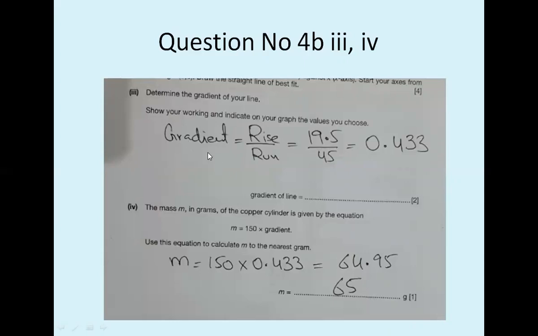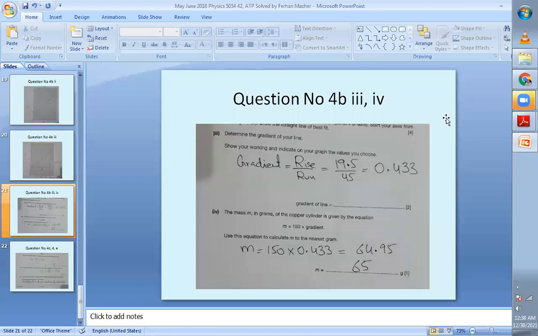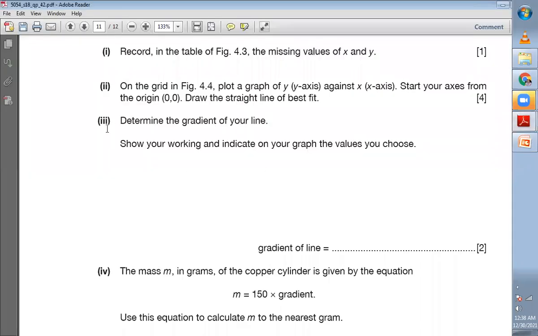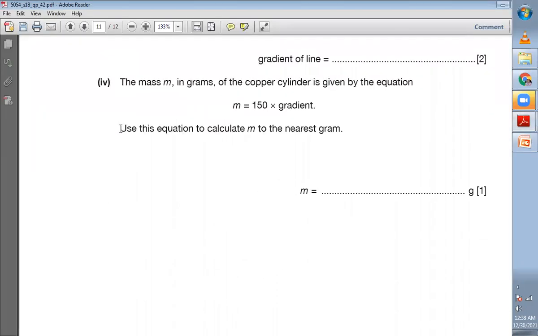Here you can see I have shown the working also. Determine the gradient of your line, show your working. So the gradient is rise by run, that's 19.5 divided by 45, and that will be 0.433. So the gradient of the line is 0.433. The mass M in grams of the copper cylinder is given by the equation. Let me read that question first from the question paper. So we are done with the gradient.